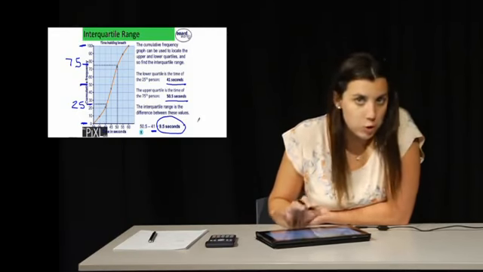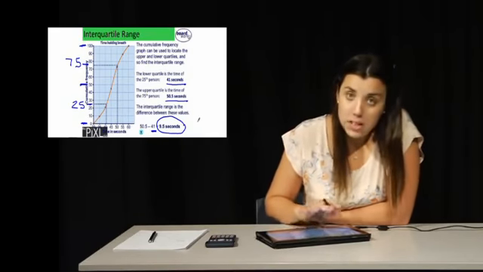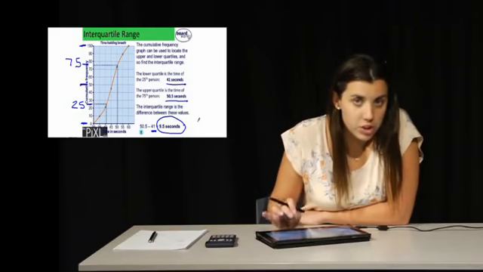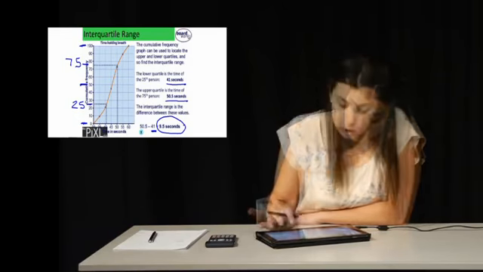Now, all of these things you've just worked out, the median, the upper quartile and the lower quartile, means that you can then draw a box plot, which is a further graph derived from a cumulative frequency graph.